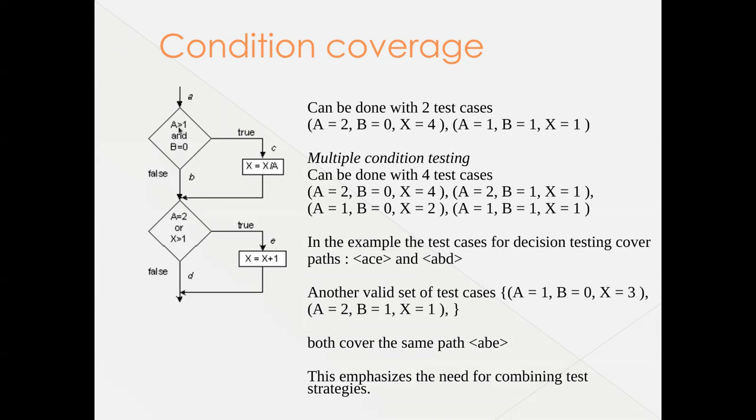Now here A equal to 2 means A greater than 1. B is equal to 0. Then this path is true. Then A is equal to 1; A equal to 2 means false. A is equal to 1, B is 1, that is no, the two test cases are here. First is A equal to 2, B equal to 0, x is 4.